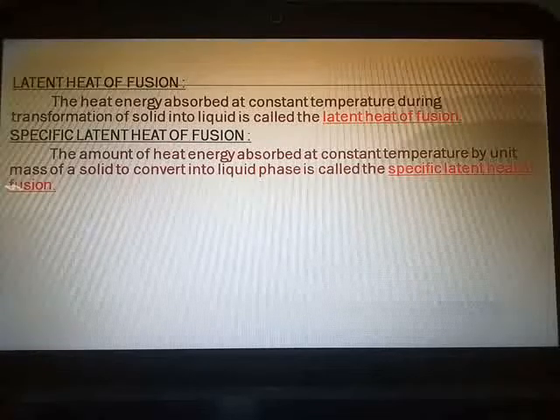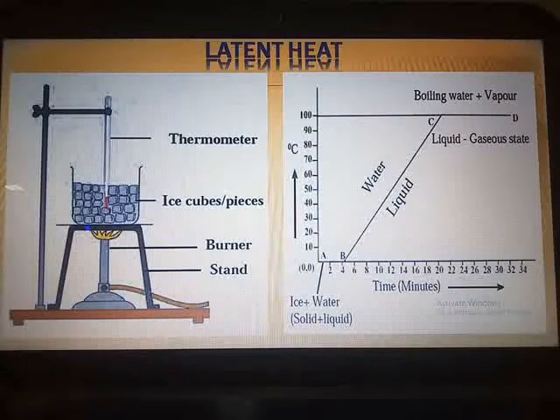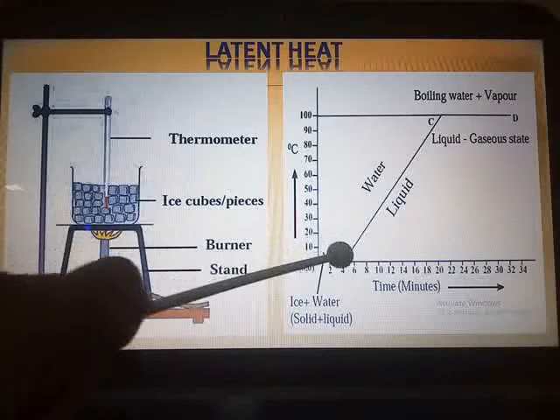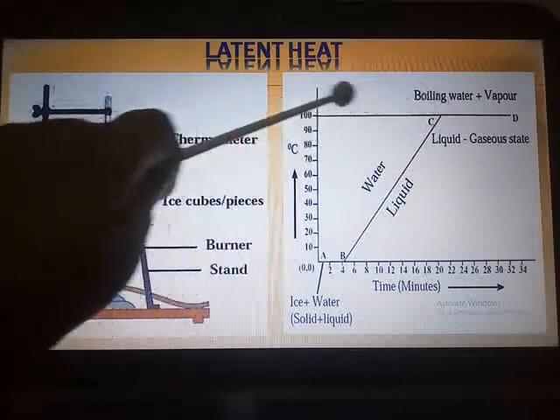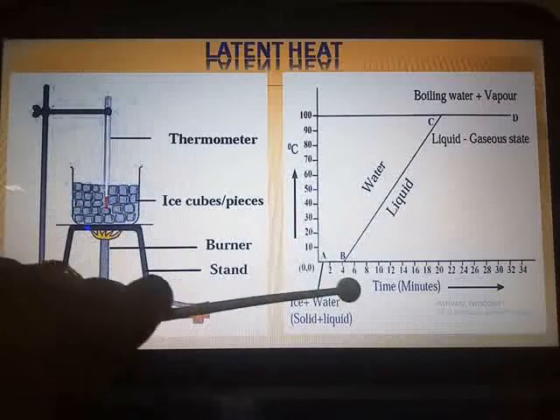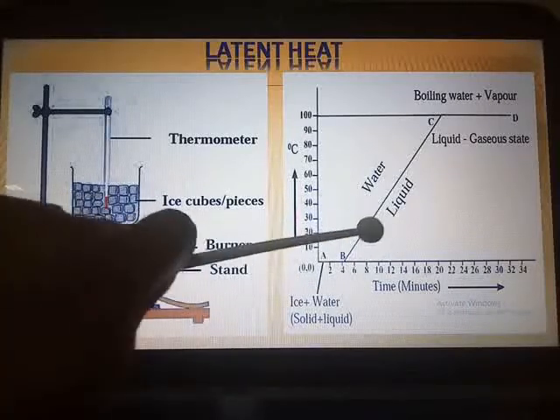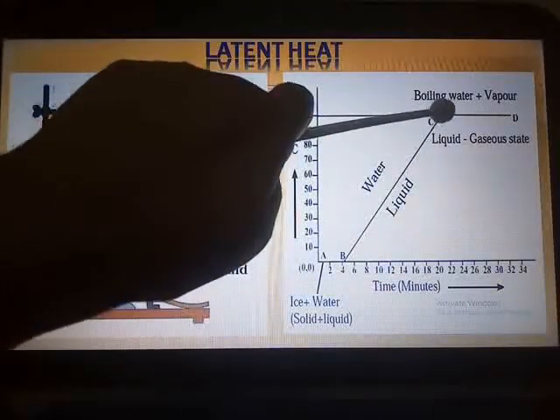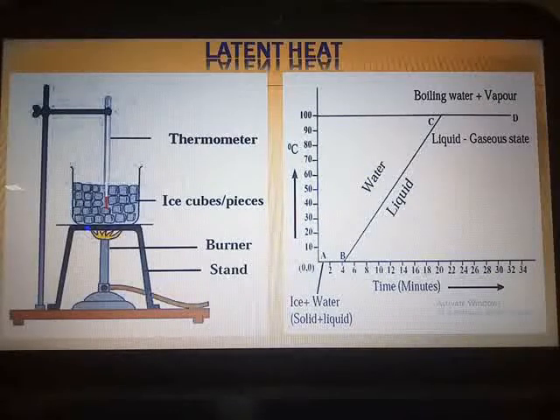Now, to understand the next concept, again we have to go to the previous slide. Once all this ice is transformed into water, continuous heating is going on, so the temperature of water will start rising, and it will increase up to 100 degrees Celsius. You can see here temperature is given in degrees Celsius, and time is given in minutes. So the water's temperature will start increasing up to 100 degrees Celsius.